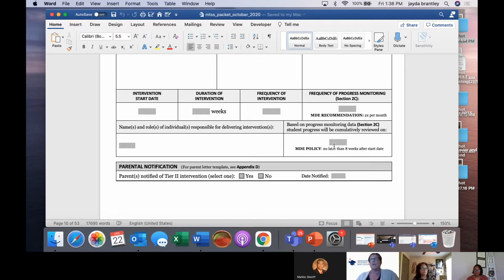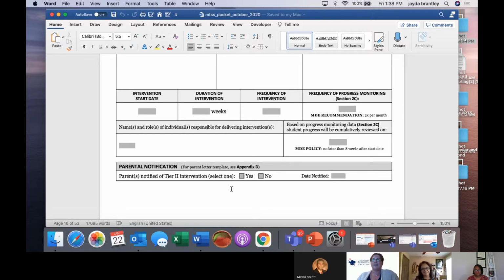Right. And so where it states here about the MDE policy and no later than 8 weeks, just remember that at that 8 weeks, you are required to have a meeting to decide what your next step is, but your next step may be to continue, or it may be to go back to tier 1. It might be to move to tier 3. A comprehensive evaluation can be requested at tier 2, you know. It just depends on what's going on with the student and the data. So yeah, I was just going to say, the short answer is it depends.